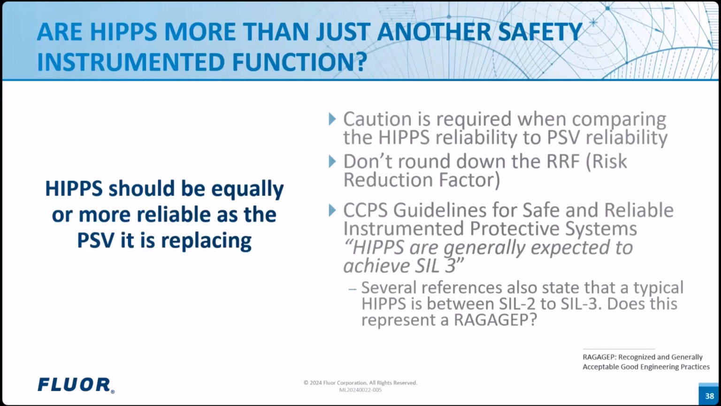There is a general practice or consideration that the HIPPS should be at least as reliable as the PSV it's replacing. It has been suggested by Lawley and Kletz that the HIPPS should be 10 times more reliable than the PSV, since a failed PSV can still partially open and provide some degree of overpressure protection, whereas a HIPPS failure tends to result in no action taken to prevent the overpressure. There is a complicating factor here, since there is such a wide range of PSV reliability claimed.